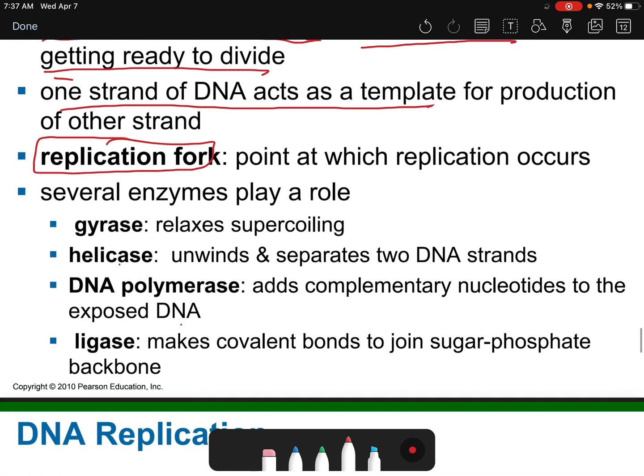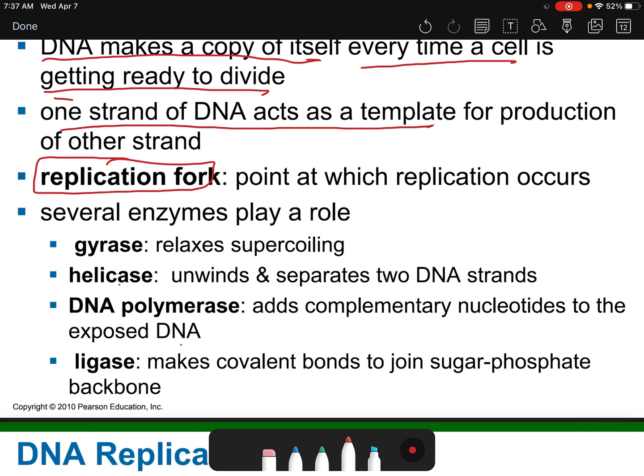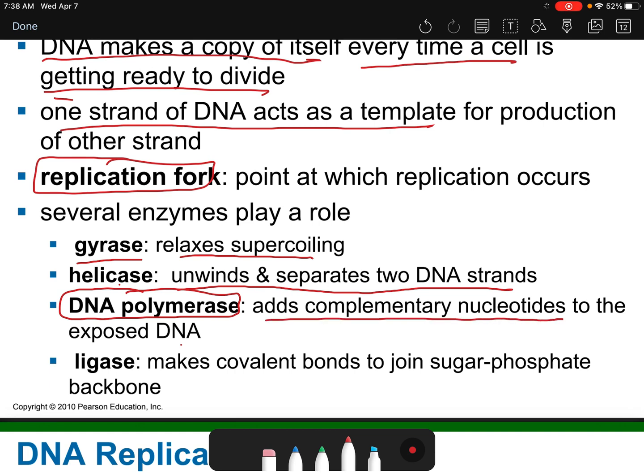And there's a lot of enzymes, like I said, that play a role. These are only a few. There's a lot more. And in fact, you have a whole big chart in your book. Gyrase is what helps to relax the supercoiling. Okay. Helicase, you might remember that from biology, unwinds and separates the DNA strands. So it's basically breaking those weak hydrogen bonds. This is the big daddy right here. DNA polymerase adds the complementary nucleotides to the exposed DNA. Remember, A will bond with T and C with G.